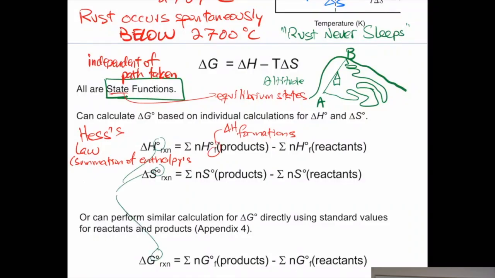And remember, standard conditions means that we can look these up in Appendix 4. That's that thermodynamic table, okay? So it's another way that we can actually calculate some of these values and then plug them into our master delta G equals delta H minus T delta S. You can also measure some of these in a calorimeter, all right? And in labs, sometimes it's fun to see how close you get to the actual values.